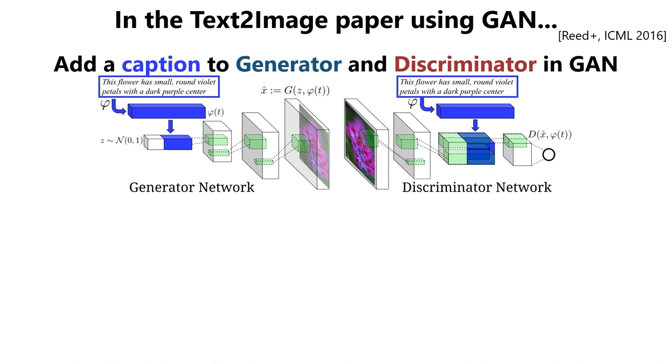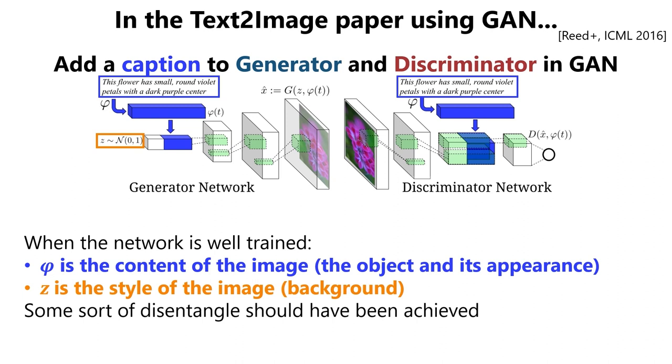When a GAN is well trained, the following things are actually happening. First of all, the input text feature Y represents the main content of the image. The fact that realistic images can be generated from it means that information other than the main content, for example, that the background is green and grass-like, is coming from somewhere else. Where that information is, we can say that it is contained in the variable Z, which was generated randomly at the beginning. In this way, we can hypothesize that a kind of disentanglement has been achieved here.